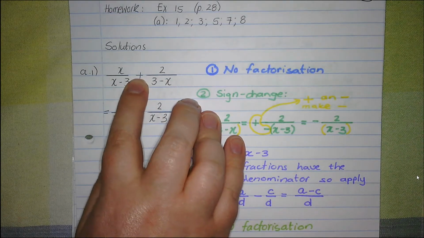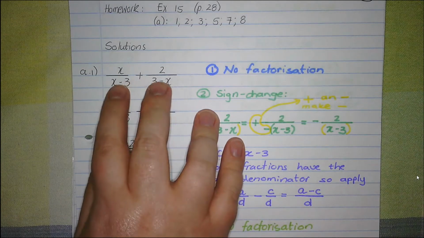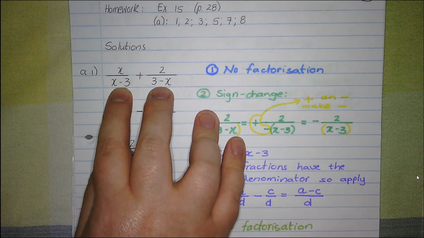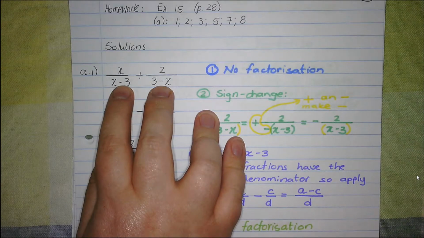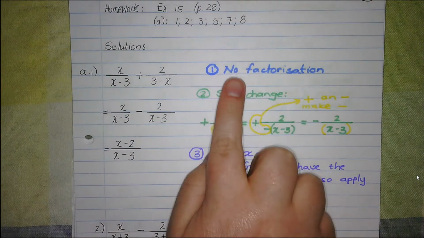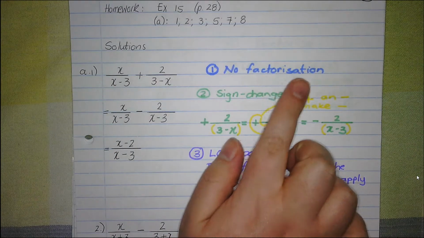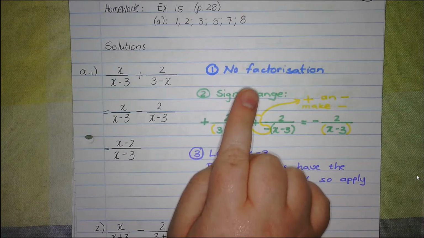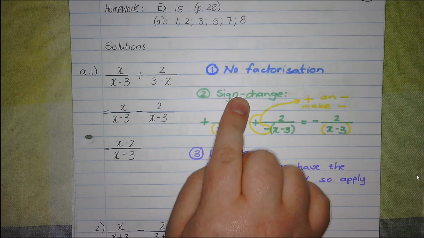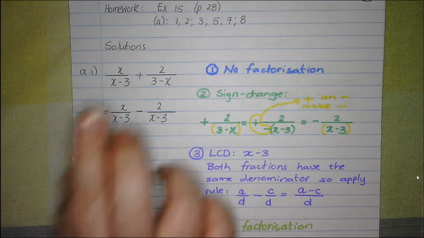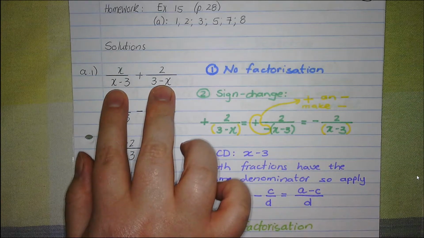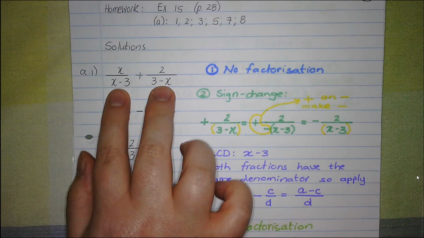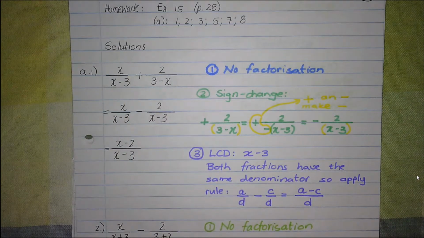When we are adding fractions, we need the denominators to be the same. We have a few steps to go through. The first step is to check for factorization. In this case, there is no factorization. The second step is to look for a sign change. A sign change is pretty easy to spot if you have two things that look very similar but are not exactly the same.